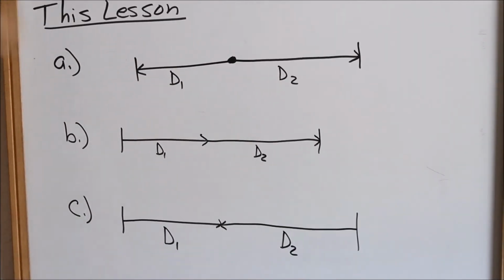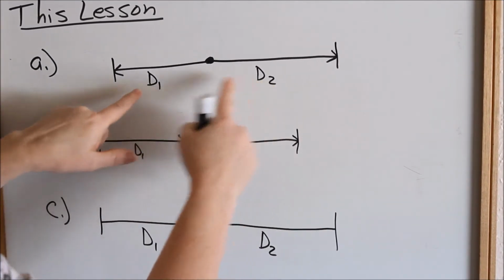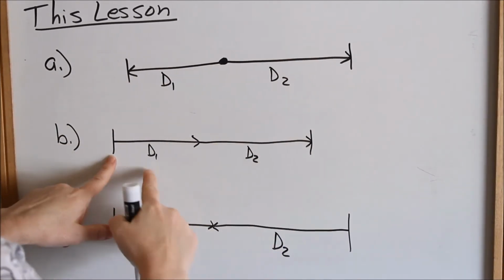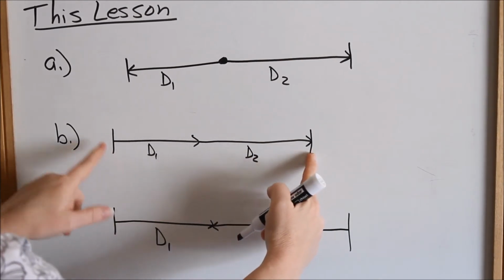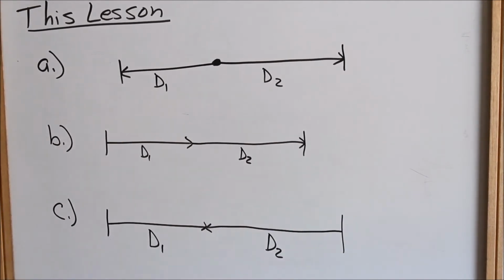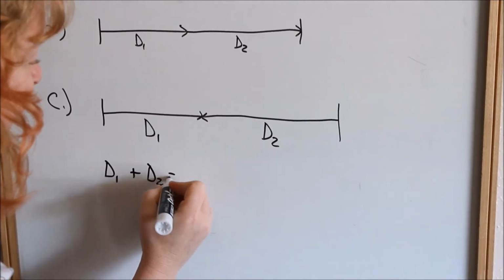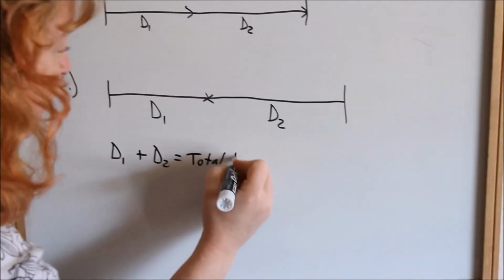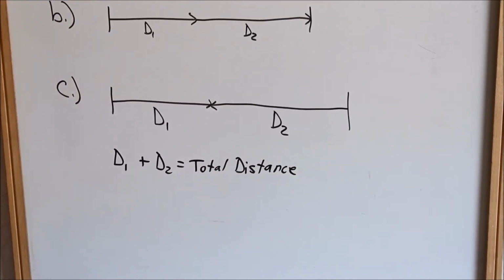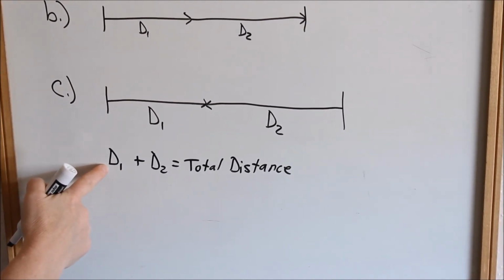So in each of these scenarios, each of the distances is different. D1 is different than D2, but from the starting point to this ending is a total distance. Okay? So D1 is not the same as D2, but there's a total distance from here to here. From here to here is the total distance. In each one of these scenarios, you're going to take D1 plus D2, and that equals the total distance. So D1 is not going to be the same as D2 in these scenarios. All three of these scenarios, you're going to use the same formula of D1 plus D2 equals the total distance.